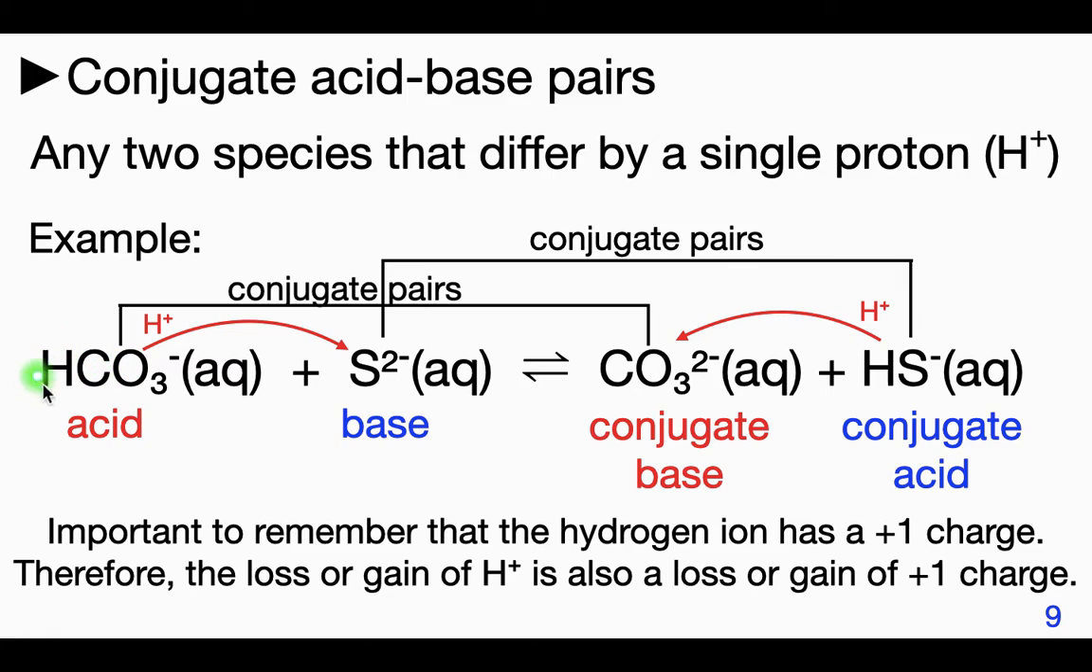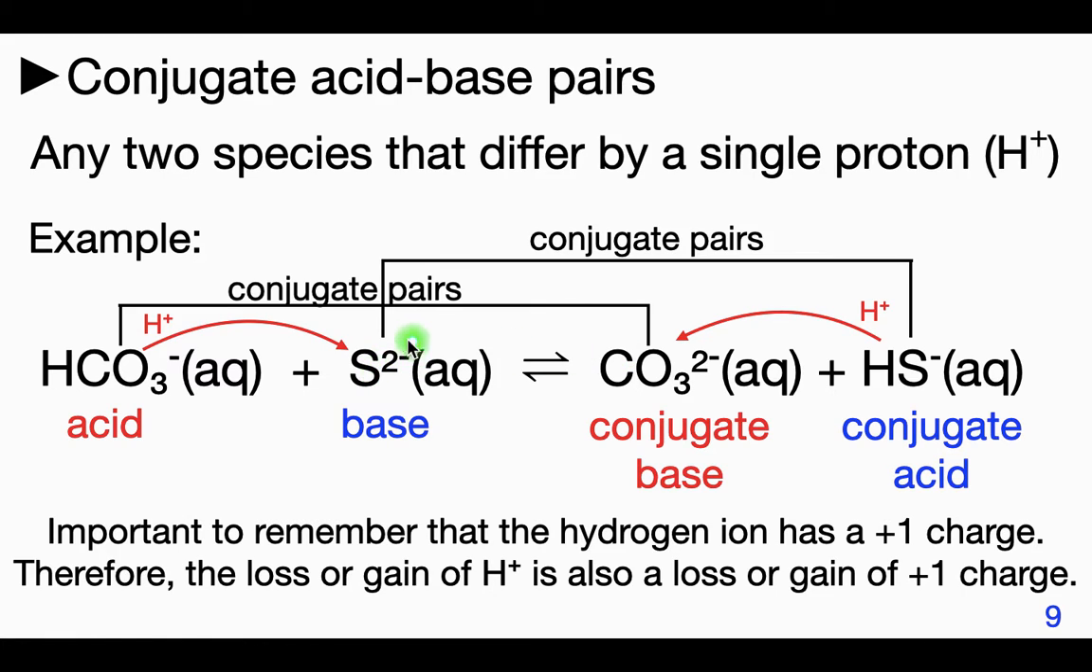So when the bicarbonate ion lost a hydrogen, it also lost a positive 1 charge. And so afterwards, this was HCO3 with a negative 1 charge, but it's now just CO3 with a negative 2 charge. So it lost the hydrogen and a positive 1. So it went from a negative 1 to a negative 2.